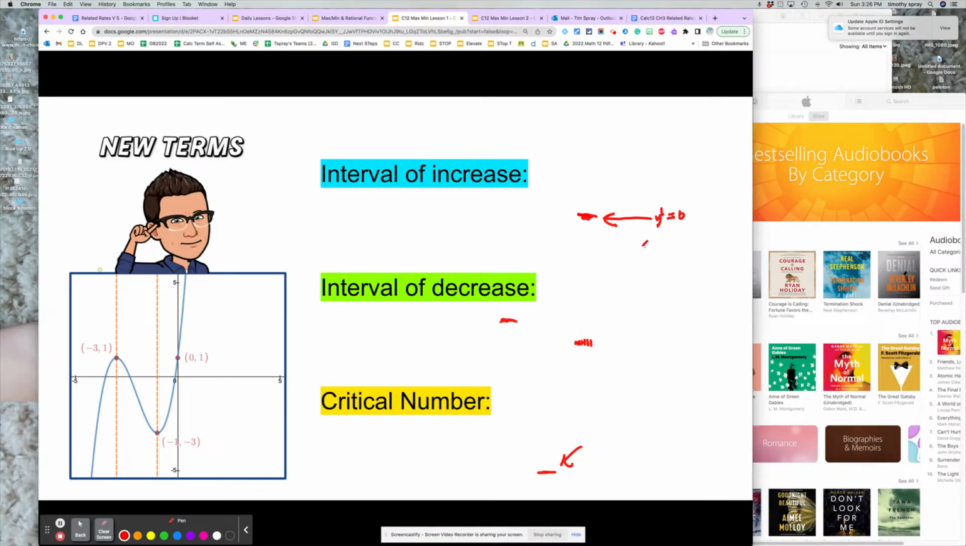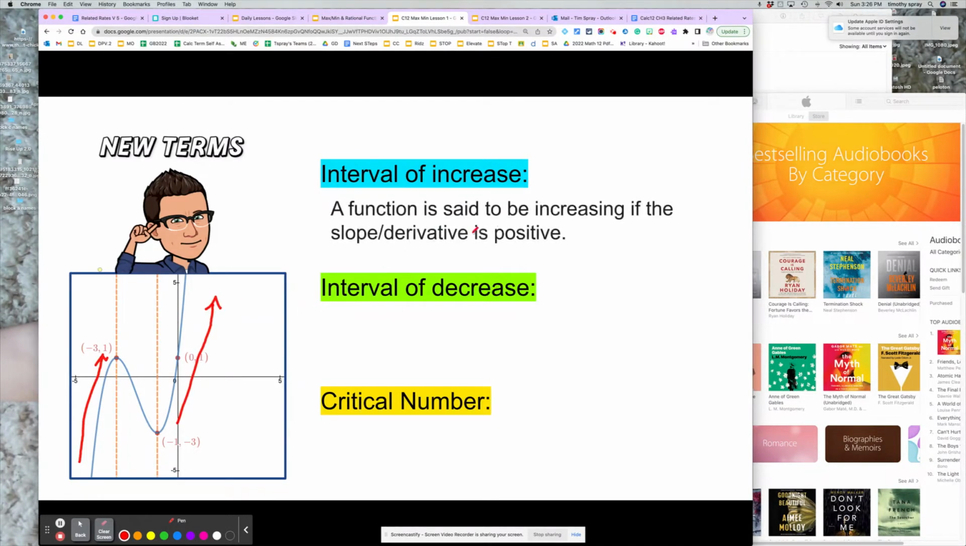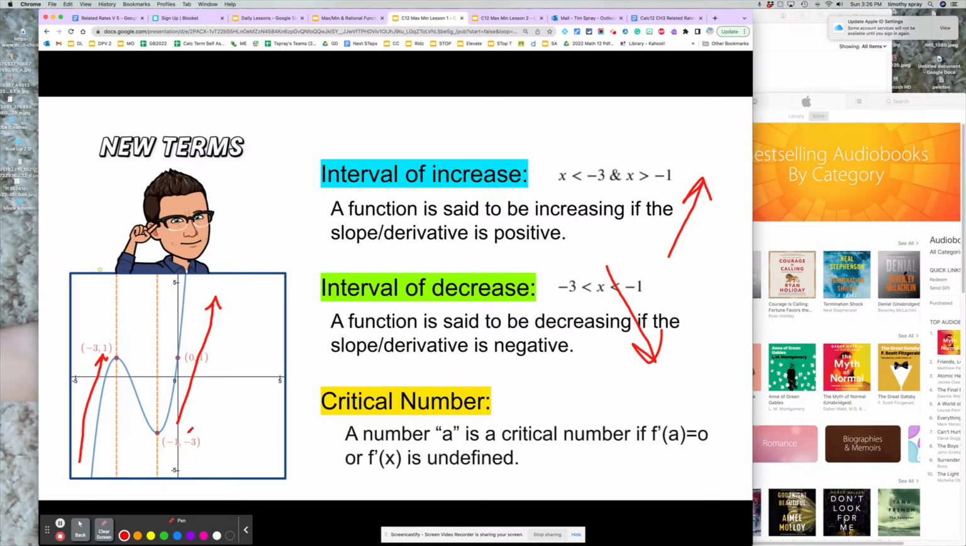And maybe we'll just talk about a couple new terms here. Intervals of increase. So when we look at this graph, there are times where it's increasing. And basically what we're saying is the first derivative is positive. Okay, so that's where it's increasing. Interval of decrease, it goes down, and a critical number is a place in which the first derivative is either equal to 0, or the derivative is undefined, and we haven't looked at that yet. We'll look at that next time.